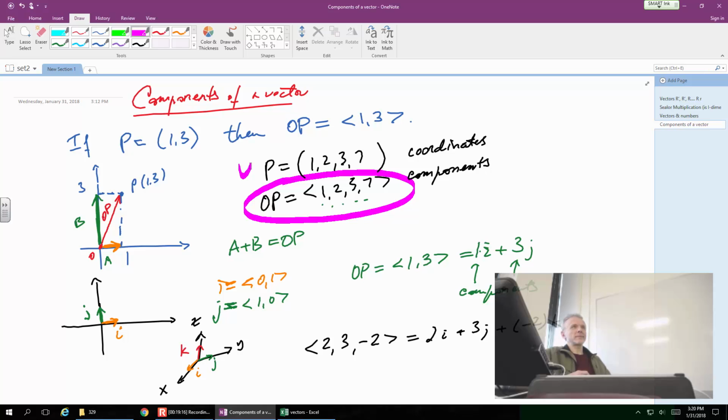Okay? Yeah, maybe too many words. I myself keep saying coordinates when I'm supposed to say components, and vice versa. So it's not such a big deal.